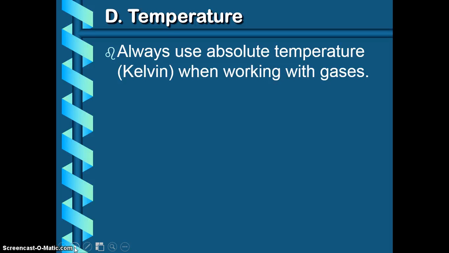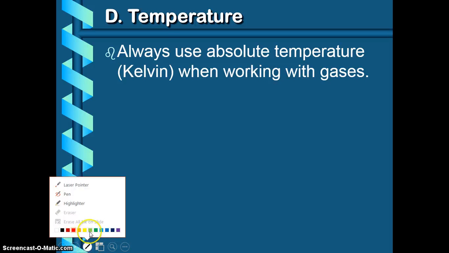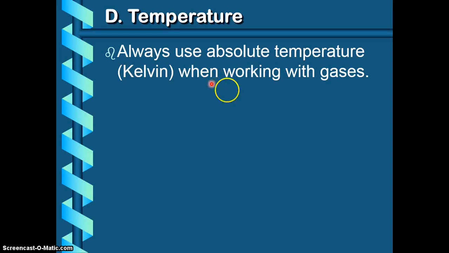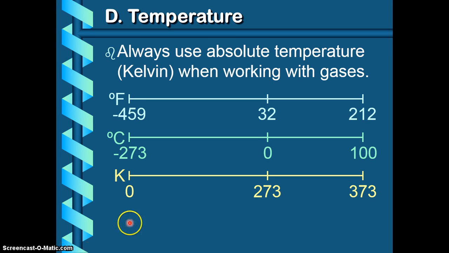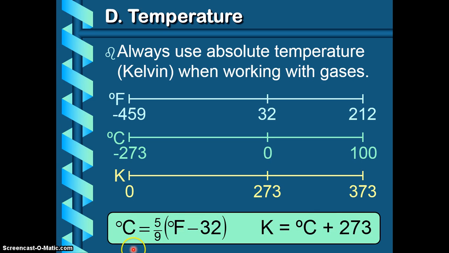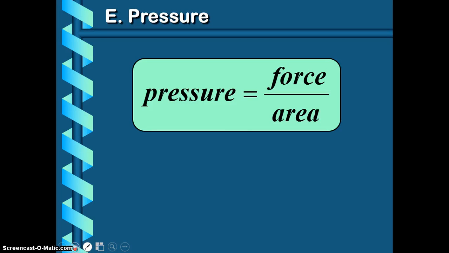So let's talk about temperature. We're going to always use absolute temperature, which is Kelvin. And when we use Kelvin, we have to make conversions, of course, because Kelvin is not on the same scale. So you have to remember how to convert. So if you're given Fahrenheit, you're going to use this formula to convert to Celsius, and you can always change Celsius then to Kelvin. So a lot of times the problems we're going to work with, they will give you Celsius and you'll have to change it to Kelvin, but you have to remember to change it. And if it's in Fahrenheit, change to Celsius first.